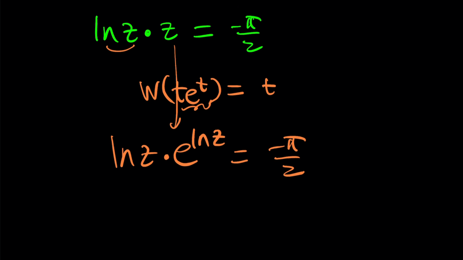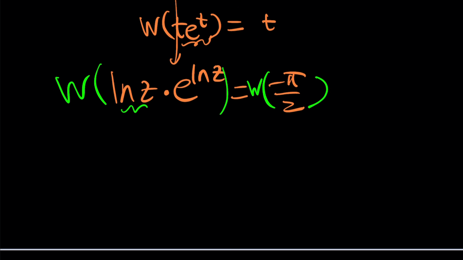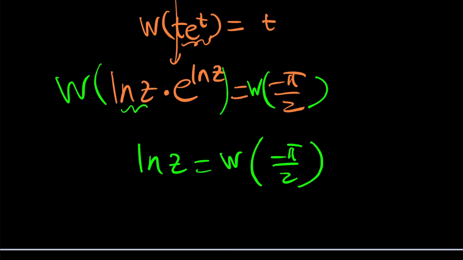And then the next step is going to be applying w on both sides, obviously. And if you do that, this left-hand side, because this is your t now, is going to give you ln z, and the right-hand side is just going to be w of negative pi over 2. And of course, if you use a calculator like Wolfram Alpha, it's going to give you the solution.